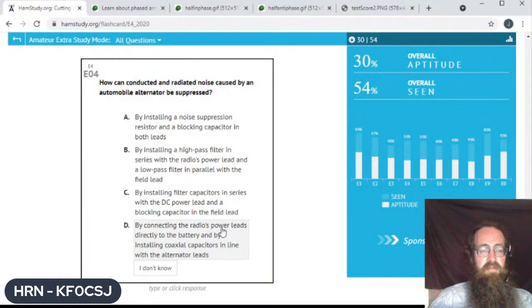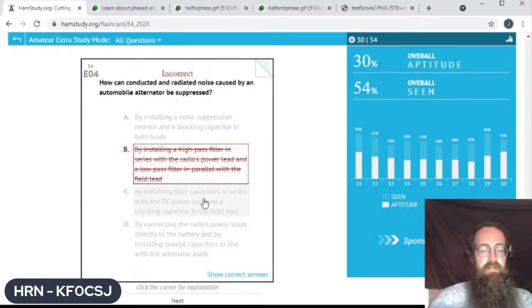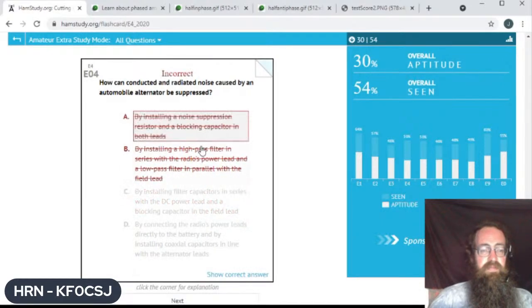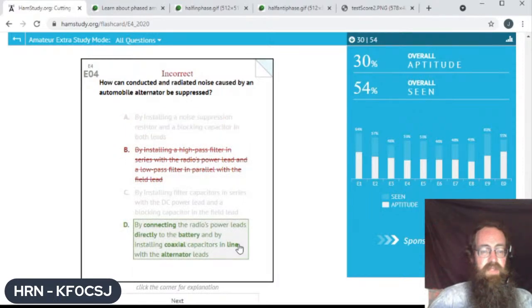Okay, I don't believe that one. I'm going to go with the high pass filter and the low pass filter. Nope. The answer is by connecting the radio's power leads directly to the battery, and by installing coaxial capacitors in line with the alternator's leads.